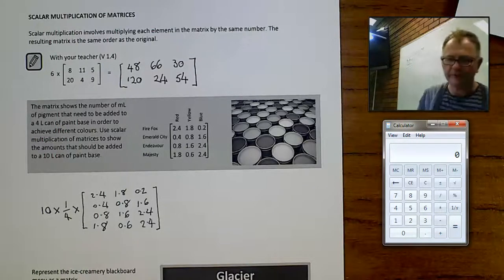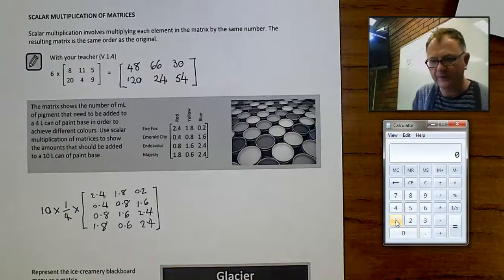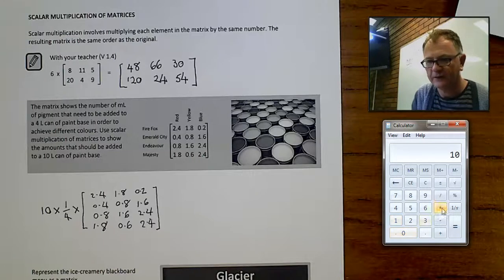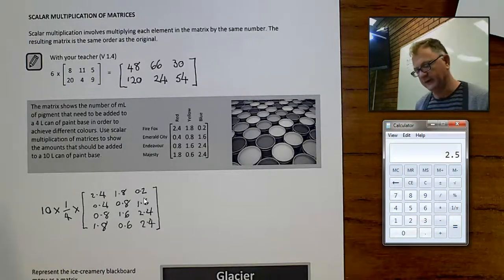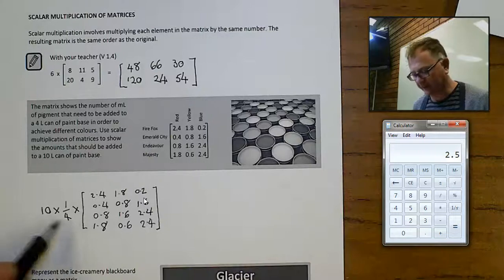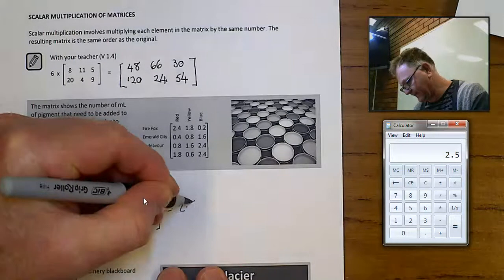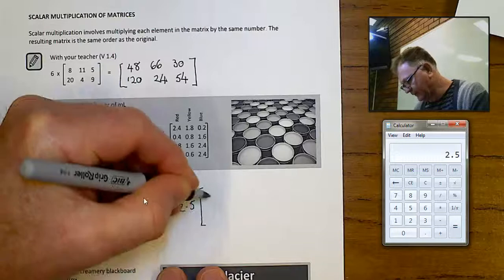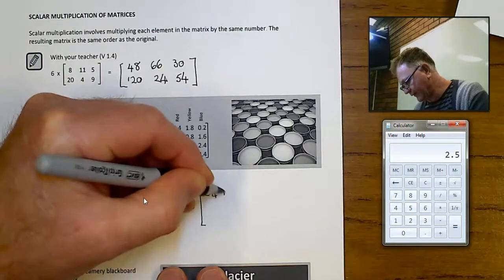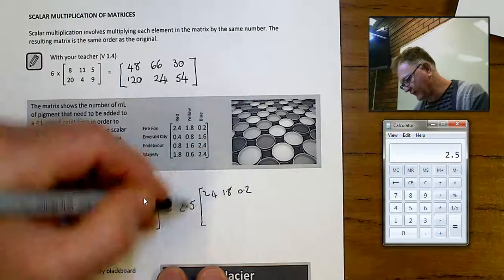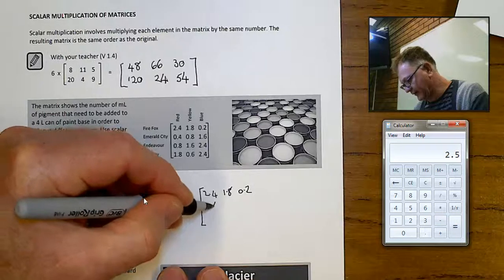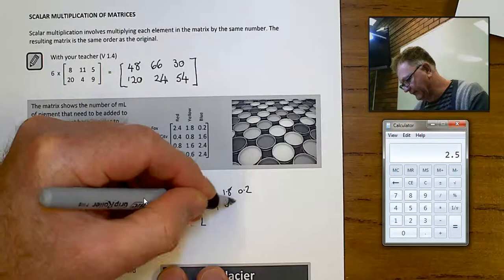10 times 1/4, let's just work that out. 10 times 1 divided by 4 equals 2.5. So to get the 10 litre tin, if we were to just get the matrix and multiply it by 2.5 times our matrix, we'll have the requirements that we need for that 10 litre tin.